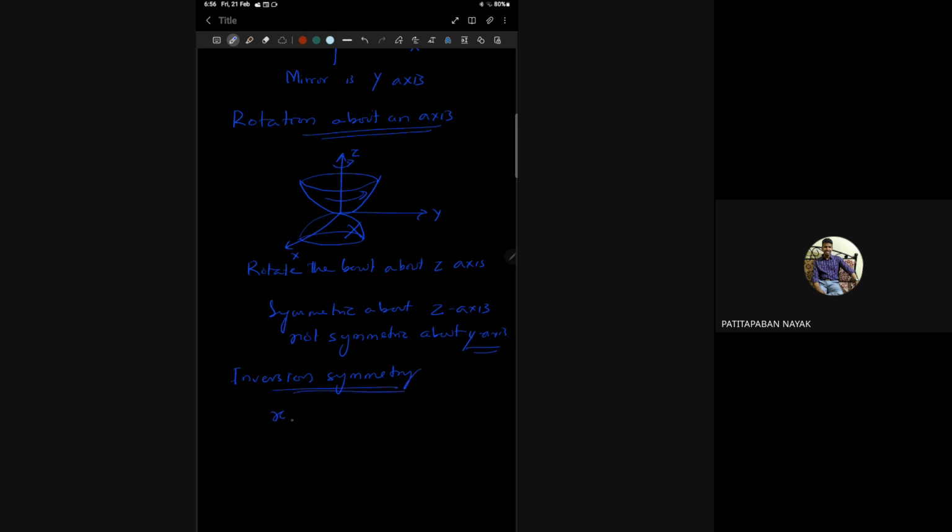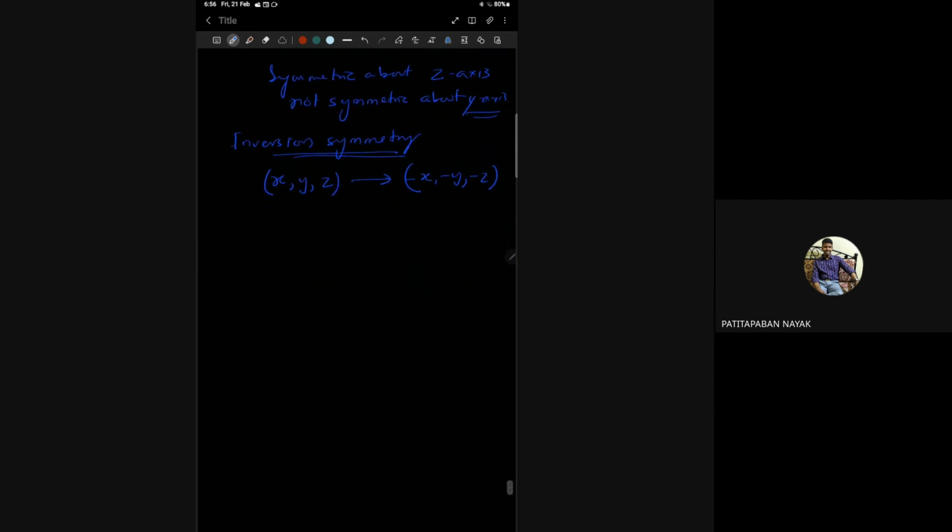What is inversion symmetry? A point x, y, z will go over to minus x, minus y, minus z. That is basically your inversion. Let us try to draw it.